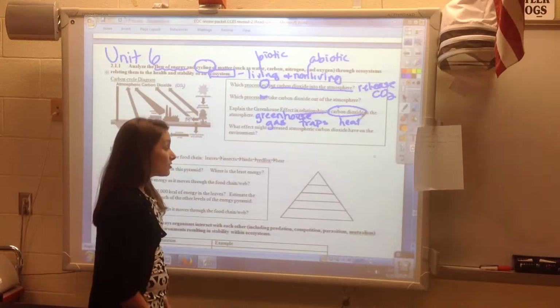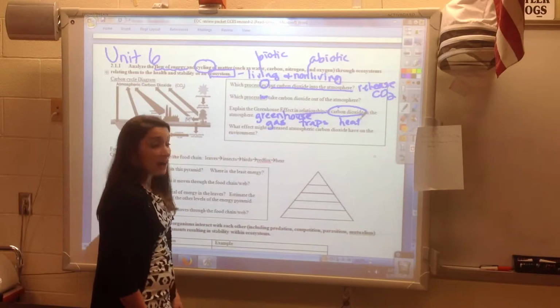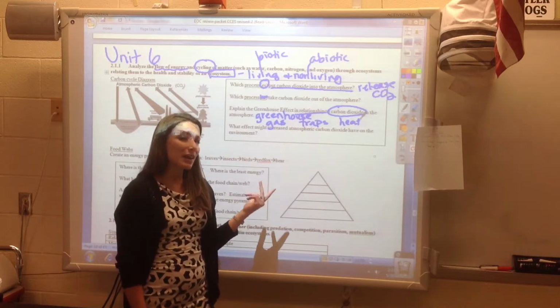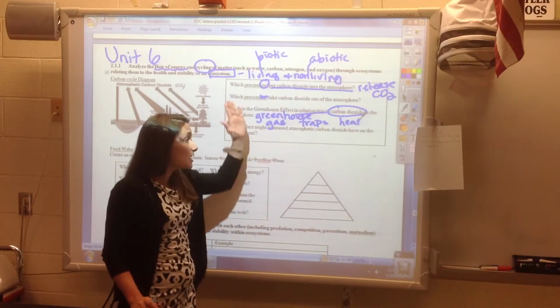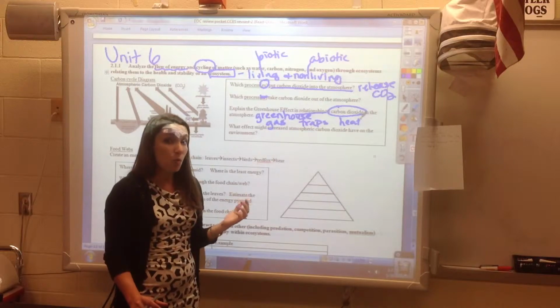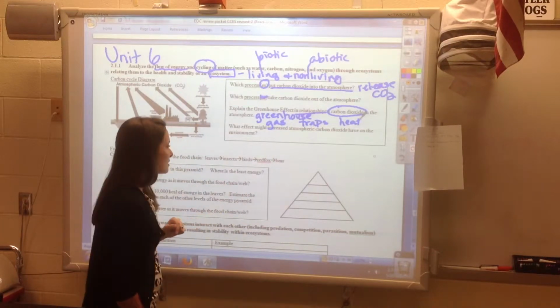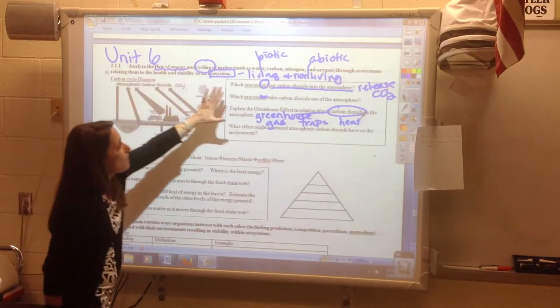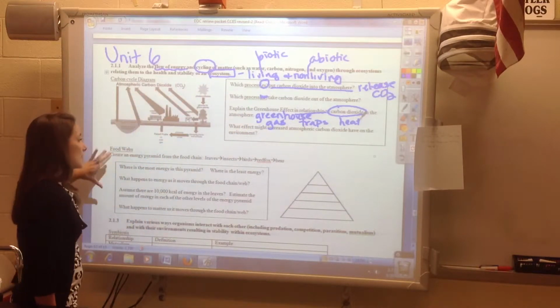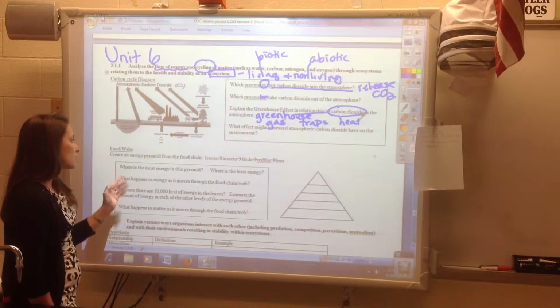What effect might increased atmospheric carbon dioxide have on the environment? If you can't answer this, just rewind and listen to me again, because I said something about it. If we have increased carbon dioxide, what would happen? So rewind if you need to. Next, we look at food web. So this is how matter cycles, and this is how energy is transferred.